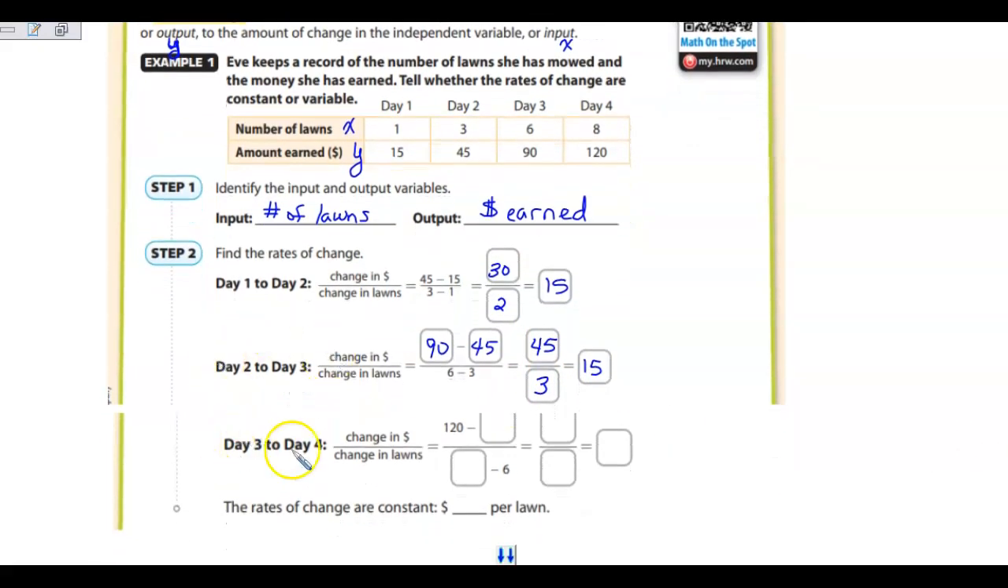The next one is day 3 to day 4. So on day 4 it was $120, so we're going to take 120 minus 90, and that's 30. And then we're going to take 8 minus 6, and that's 2. 30 divided by 2 is 15. So let's take a look. Do we have a constant? Are they all the same? Yes, they are. So we have a constant. So the rate of change is constant. And it is constant at $15 per lawn.